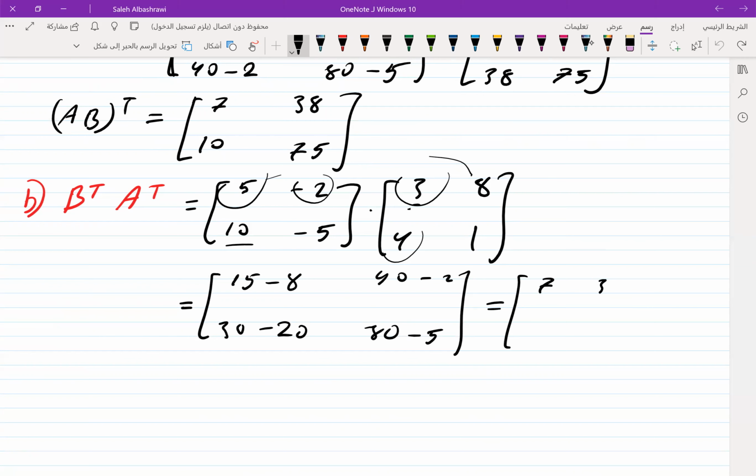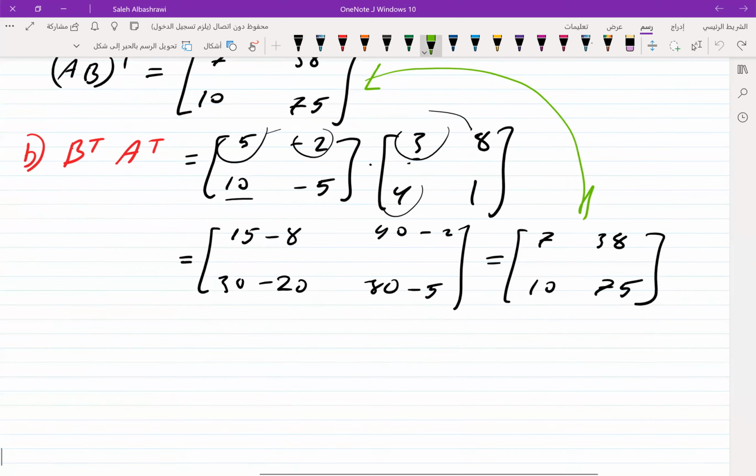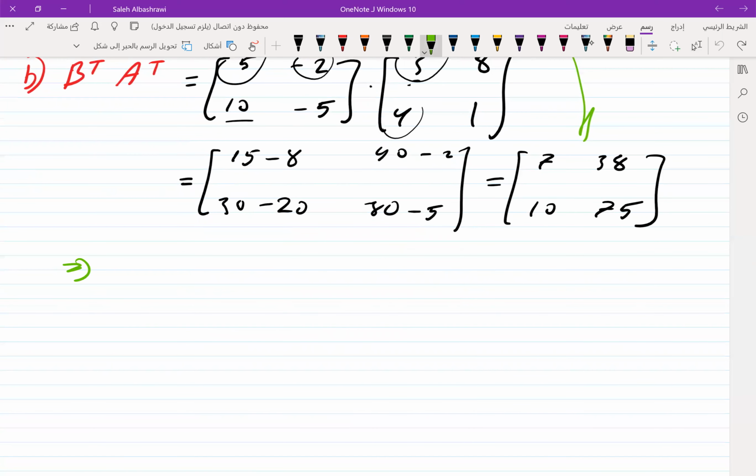7, 38, 10, and 75. Now, if you compare these together, you see they are equal. So we got that result that (AB) transpose equals B transpose A transpose.